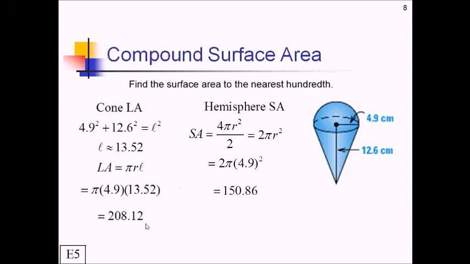And now we just have to add those two surface areas together. And let's tally up that result on the calculator. Although we might not need a calculator for this. This is just going to be 358.98. Got it. And that's centimeters squared.